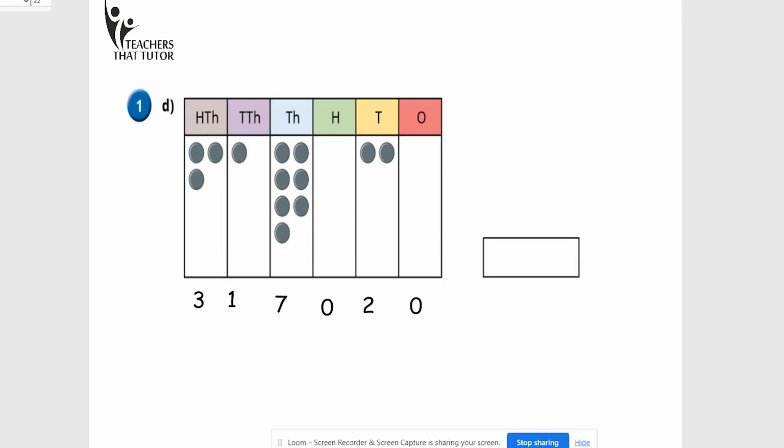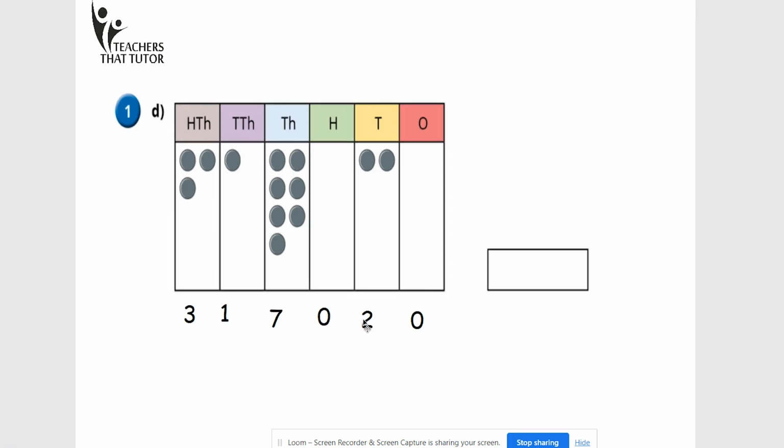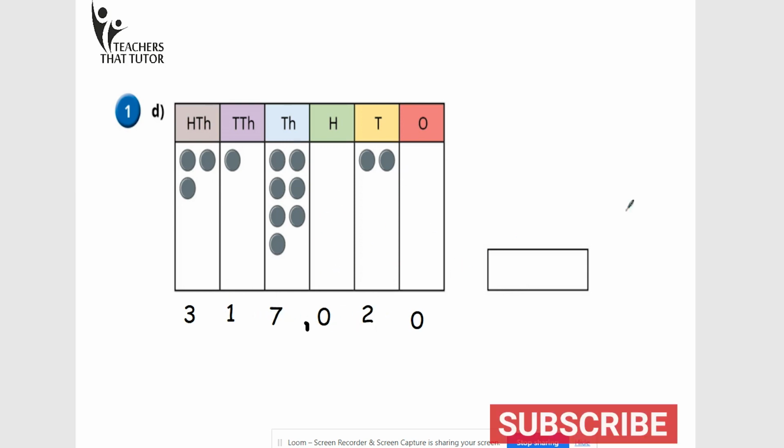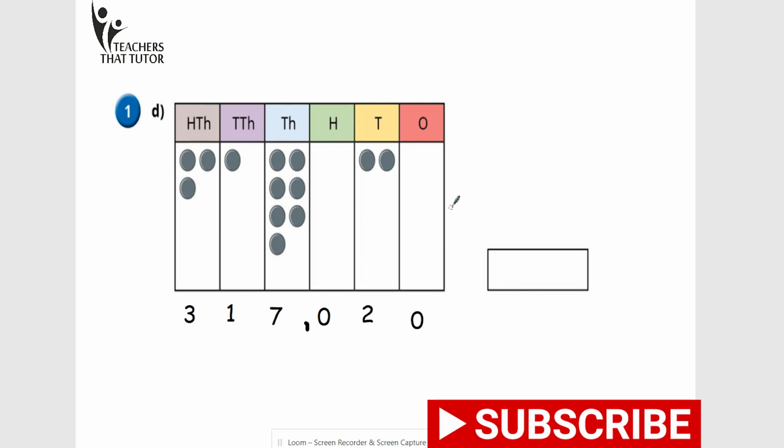Okay, how did you get on? So I got 2 in the ones column, 7 in the thousands column, 1 in the tens of thousands column, and 3 in the hundreds of thousands column. So if I put my comma in after thousands, this number now reads 317,020, because we have 0 in the hundreds and 0 in the ones. So we would write that in the box provided.